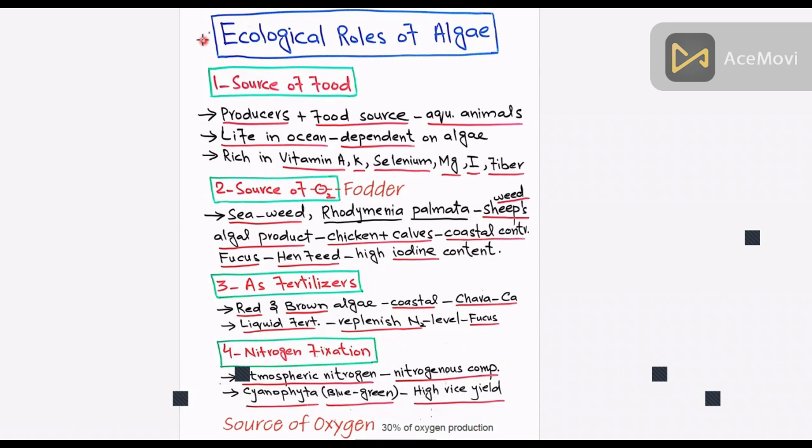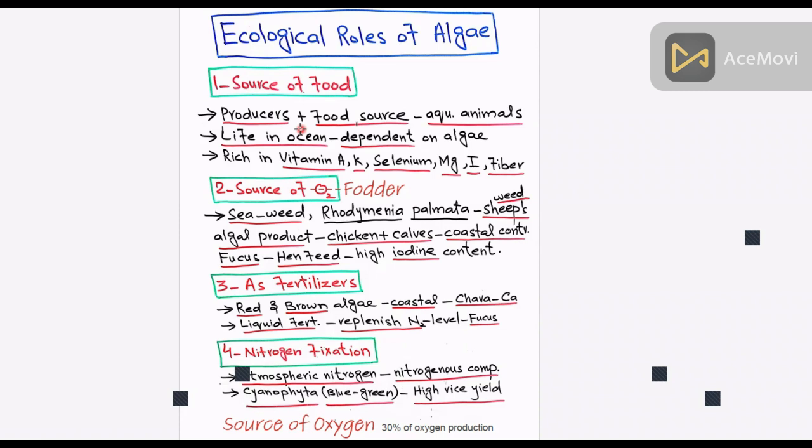Ecological importance of algae. Algae are ecologically significant organisms that play vital roles in global ecosystems. Here are some details of their ecological roles. The first one is the source of food. Algae occupy the position of producer within the food chain, which means that numerous food chains begin with them.